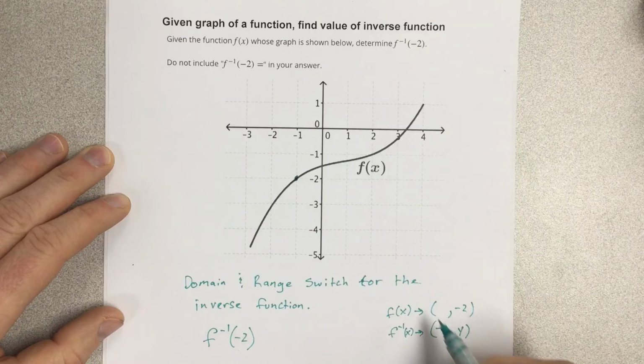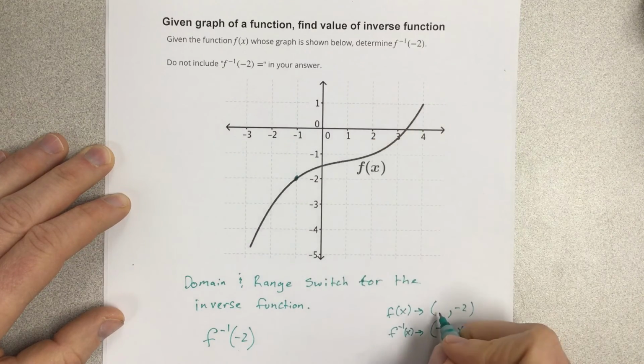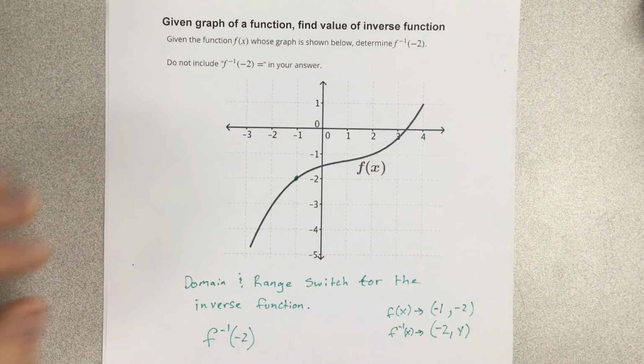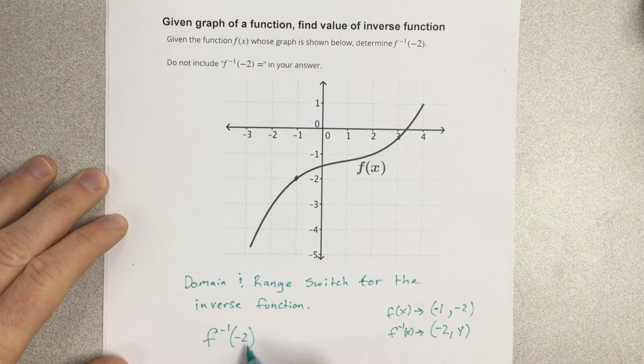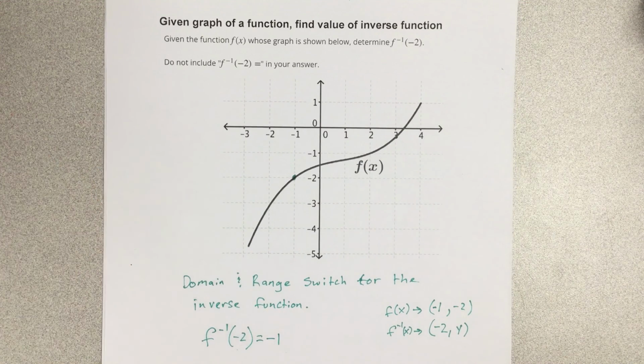So that original function's number for x would have been -1. So the original function had a -1 for an x value. And we're just getting this from the information they're giving us. So remember, the domain and range switch, so if I have -1 for the input and -2 for the output for the f of x function, f inverse of -2 is the input, then -1 is going to be the output here for your y value. And that's how you find the value for the inverse function.